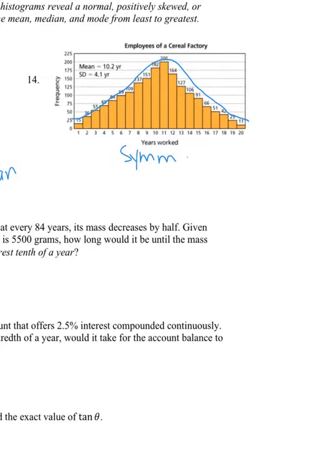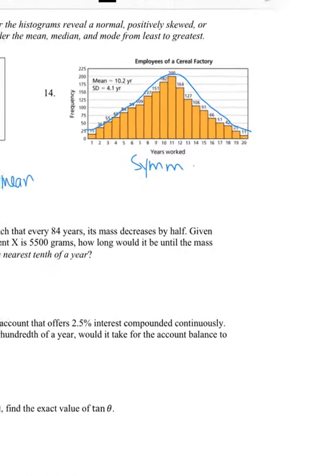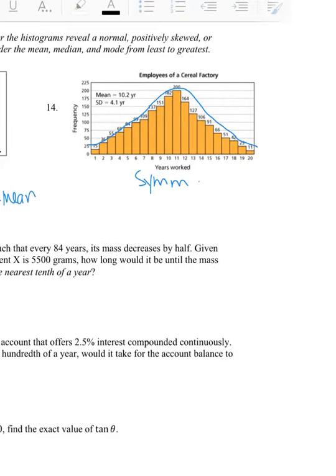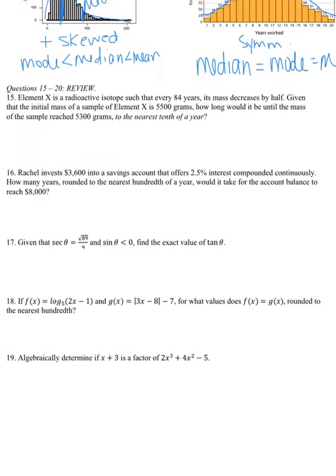So this is a normal bell curve. Whenever you have a normal curve, the median is the same thing as the mode, is the same thing as the mean. They are all equal, so really you can't list them in order from least to greatest for number 14. They are all the same. Okay, and then we have some review questions.